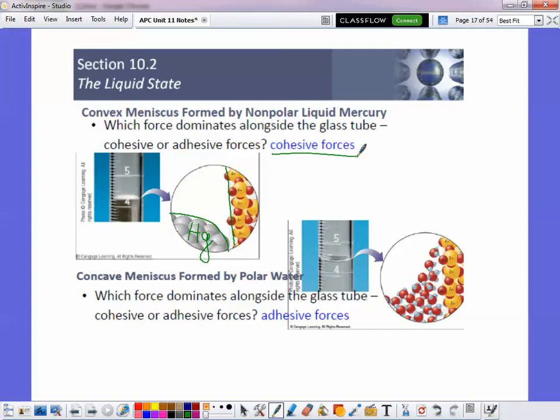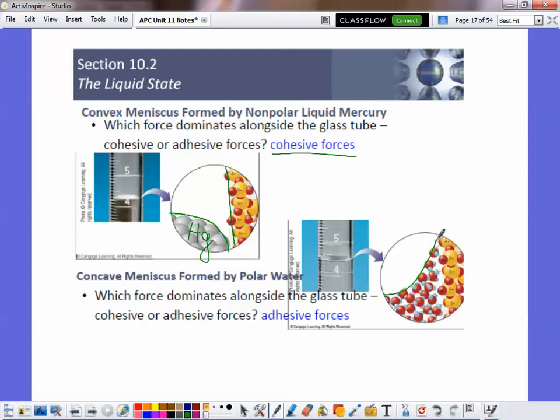Water in a tube forms a concave meniscus because it wants to interact with the glass. The interaction between the water and the glass is stronger than the interaction of the water with itself. So this doesn't really have anything to do with the strength of intermolecular force. It more has to do with the type of intermolecular force, and what it's going through.